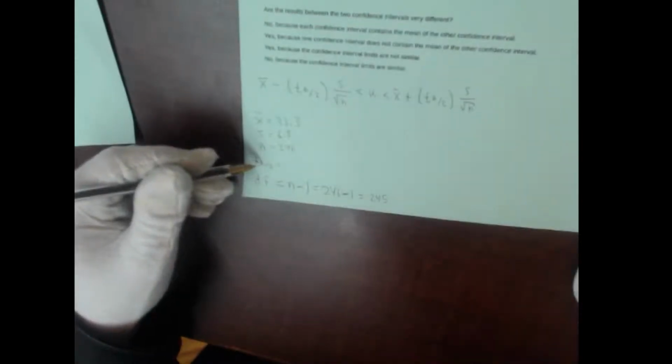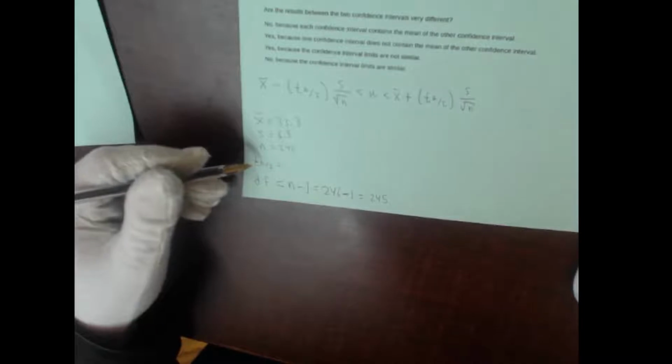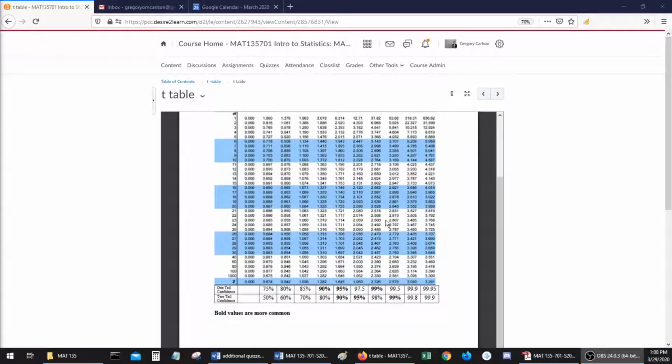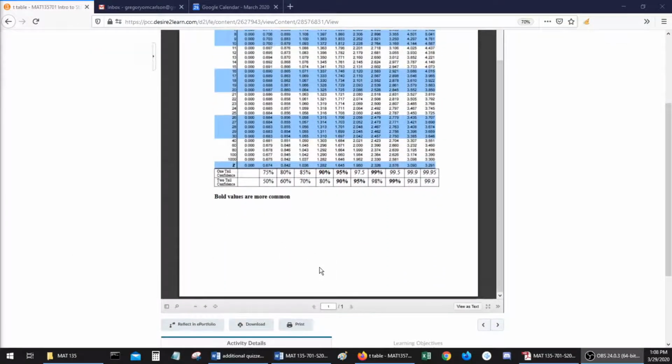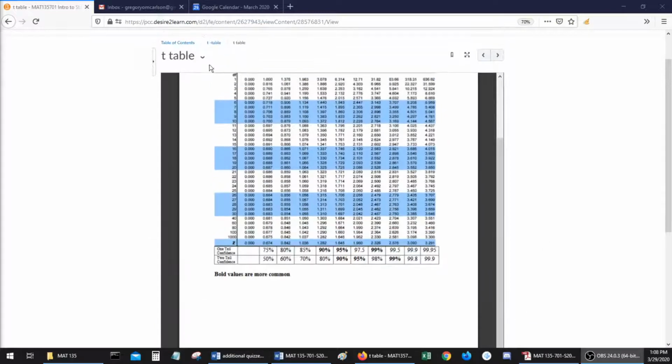Okay, let's find our t critical value. To do that, we are going to use what's called a t-table, and I have a t-table for us. Before we do that, remember, we're doing a 90% confidence level. Also remember that all confidence intervals are two-tail, and we'll talk more about that in chapter 8. So two-tail 90% with 245 degrees of freedom. Here is what the t-table looks like. I have uploaded it to D2L for you. I'm going to see if I can download this so I can zoom in.